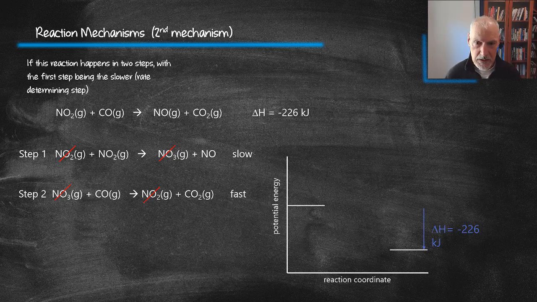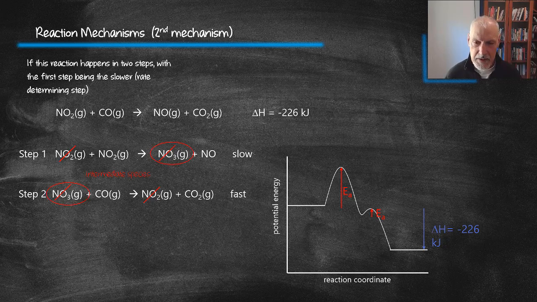Let's look at what it would look like on an energy profile. Again, we start and finish at the same place, but we would have two hills in this case. They would differ in height, as justified by the differences in speeds. The first barrier associated with step number one is slow, indicating a high activation energy. The second step being fast, a much smaller activation energy.